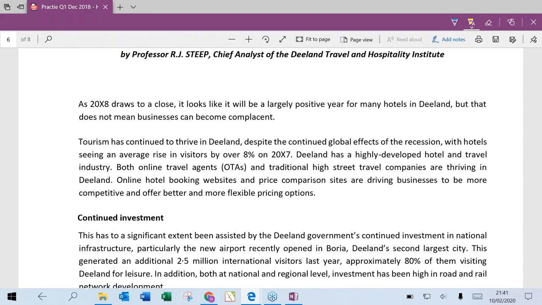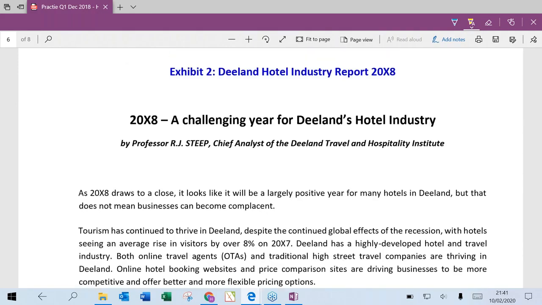So Exhibit 2 is a hotel industry report by Professor blah blah blah of some institute, right? So he's talking about the tourism or the hotel industry. You think hotel industry is important for us? What kind of question is that? Absolutely yes.